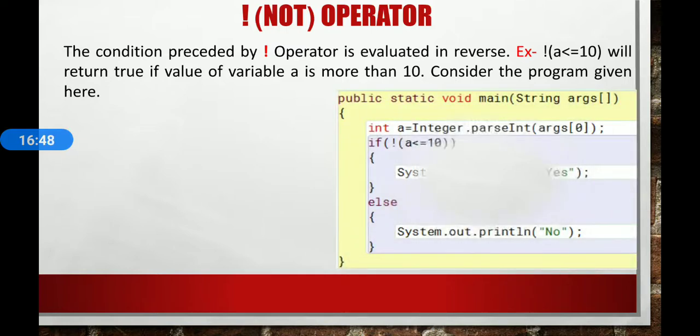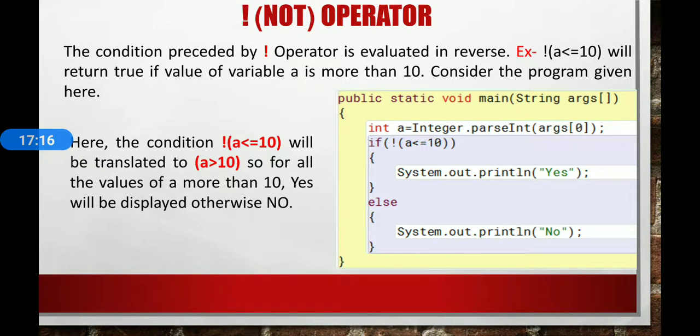Consider the program given here. Here, a condition is given: not age less than or equal to 10. If the value of age is greater than 10, it will display yes. If the value of age is less than or equal to 10, it will display no. The condition not age less than or equal to 10 is translated to age greater than 10. So for all values of age more than 10, yes will be displayed, otherwise no.